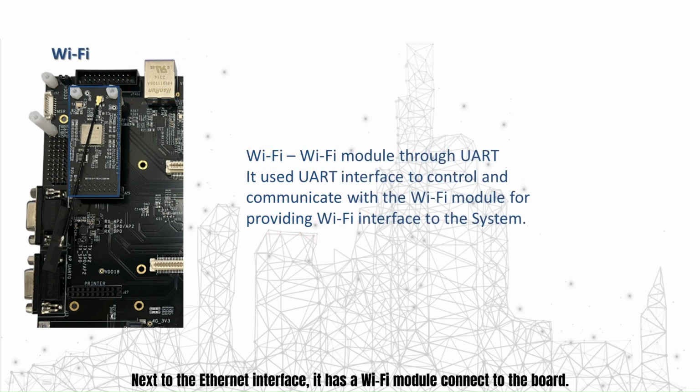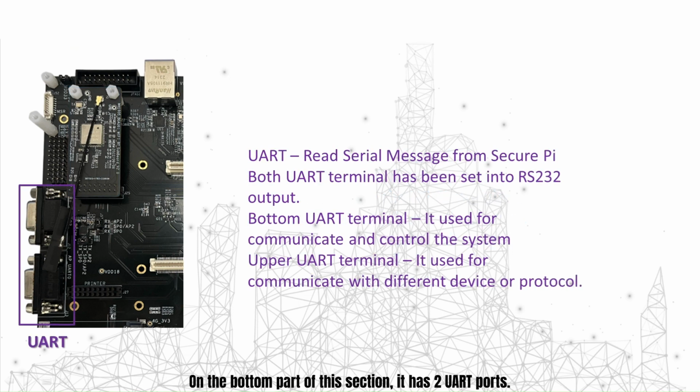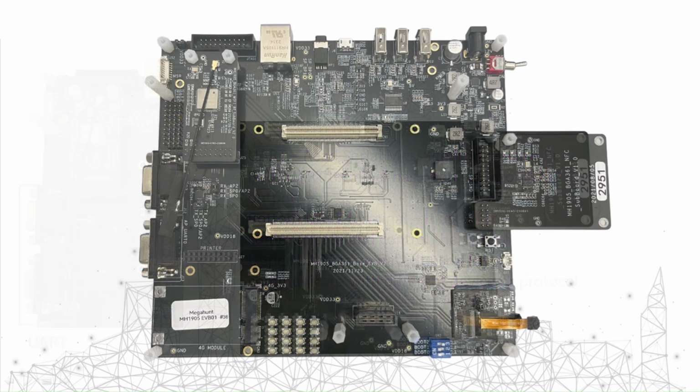Next to the Ethernet interface, it has a Wi-Fi module connected to the board. By using the UART interface, it could control and create Wi-Fi communication. On the bottom part of this section, it has two UART ports. The bottom UART terminal is used to communicate with and control the system. The upper UART terminal is used to communicate with different devices or protocols for application use.